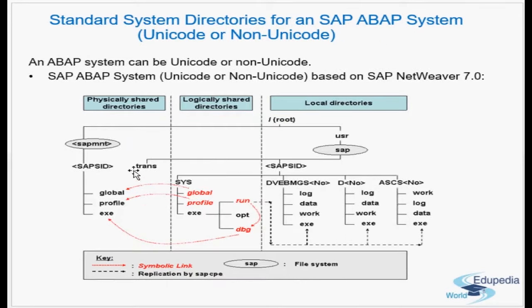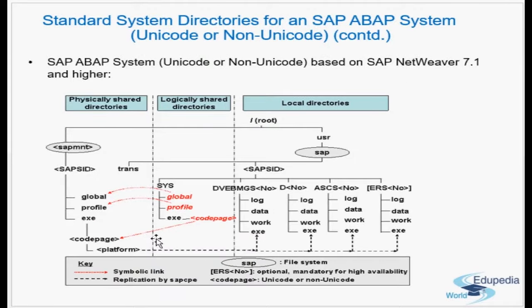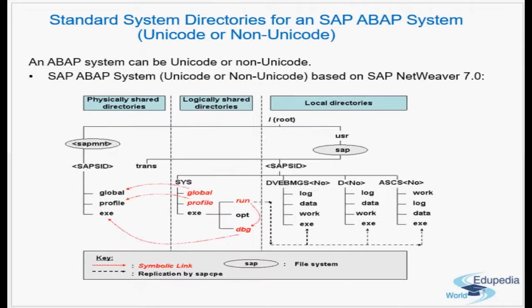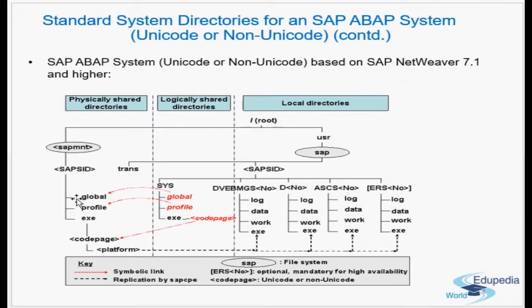Earlier, from the logically shared directory the replication was made to each of the instances, but here from the physically shared directory the replication of exe is made to each of the instances. So that's why when you do any kernel upgrade, you update everything here, USR SAP SID sys exe run. So that's what we do in the kernel upgrade. So here now we will do an exe code page.